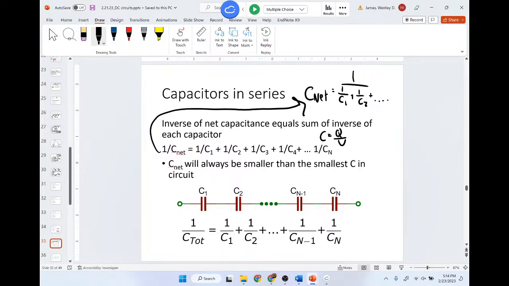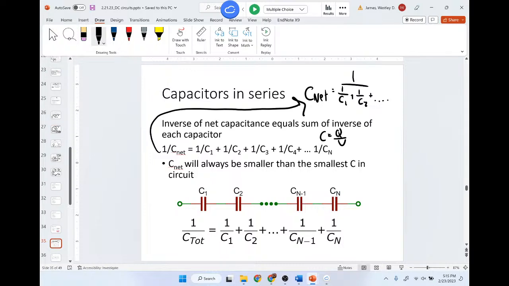All I did, in case you all aren't clear what I did with that arrow to the top right: this is 1 over C net equals all this. If I just want C net, I need to do 1 over all of this. I just saved you all an algebra step. If you just want C net, it's 1 over C1 plus 1 over C2 plus 1 over C3, and so on and so forth.